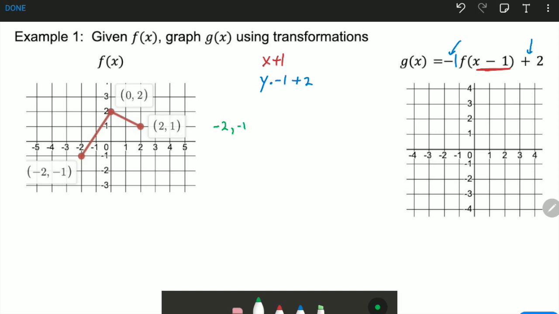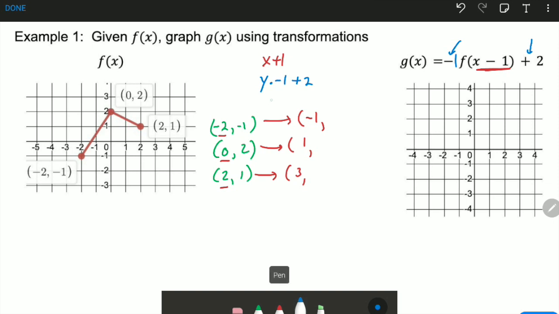Negative 2, negative 1; 0, 2; and 2, 1. We just have to apply our rule to these ordered pairs. Go down and do all the x rules first, which is just adding 1. So negative 2 plus 1 is negative 1. 0 plus 1 is 1. And 2 plus 1 is 3.